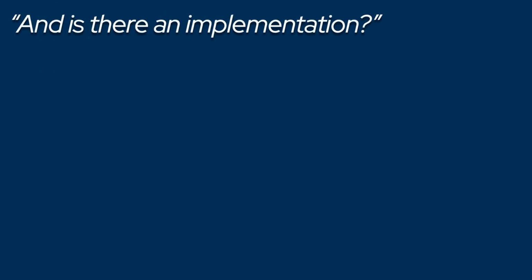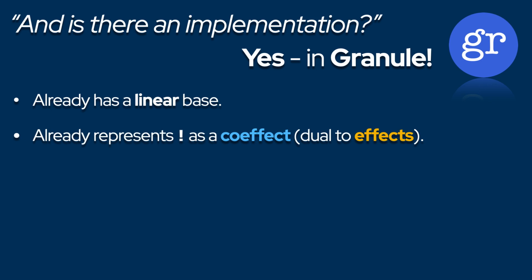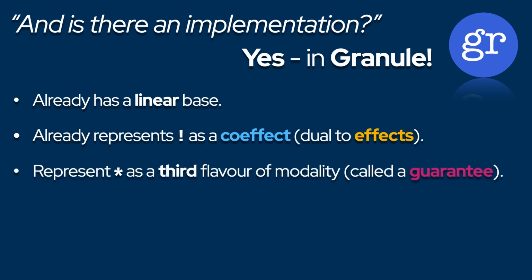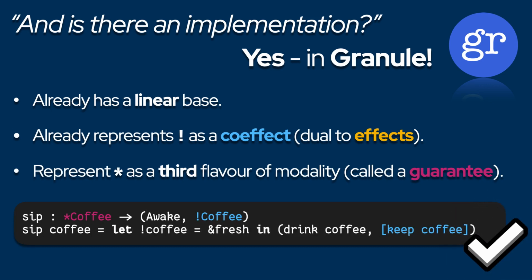We also contribute an implementation of the calculus using Granule's graded modal types. Granule can already represent co-effects and effects, but we add a third flavour of modality, called guarantees, for things that behave like uniqueness. Here's an example with all three flavours. This one does type check, since we no longer pretend that a value is unique after it has been duplicated.